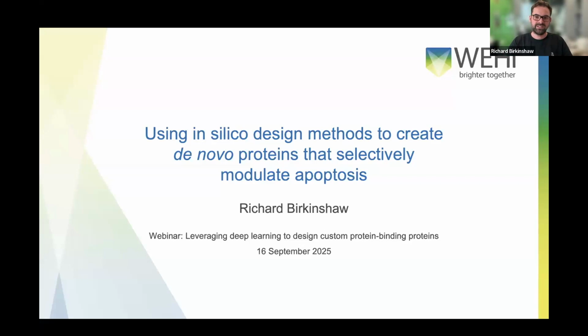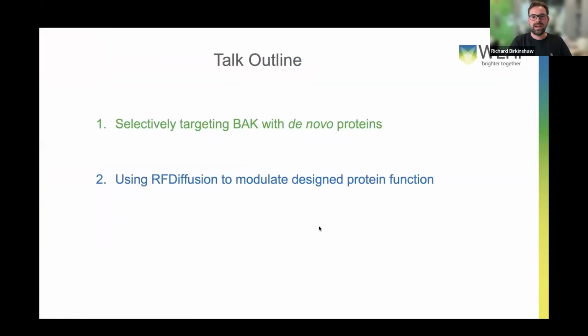So today I'm going to be talking about some work we've been doing. This is going to be broken down into two parts. First of all, selectively targeting the apoptosis protein BAK with de novo proteins. This is more of a traditional approach to designing proteins using machine learning. And then in the second part of the talk, I'll be talking more towards these deep learning approaches and how they're being used to design proteins now, and one of the test cases that I have done here at WEHI.